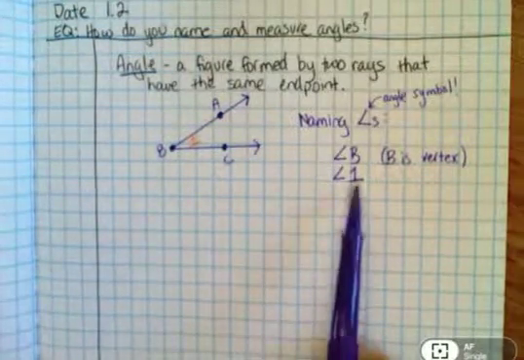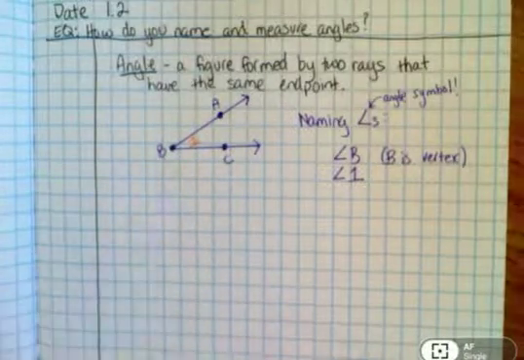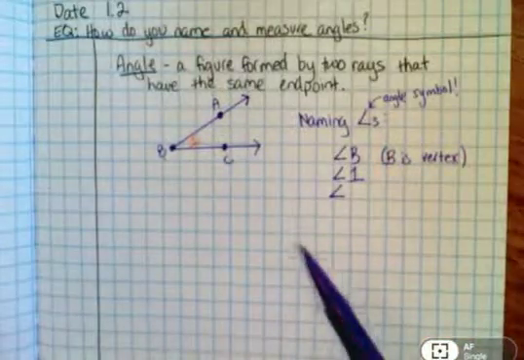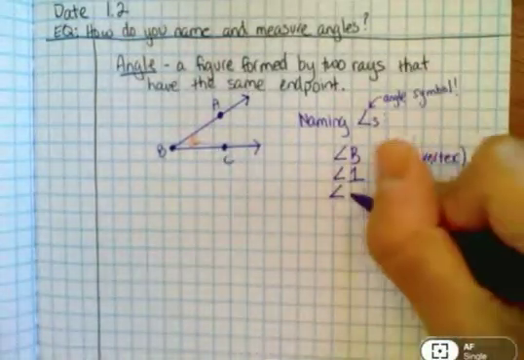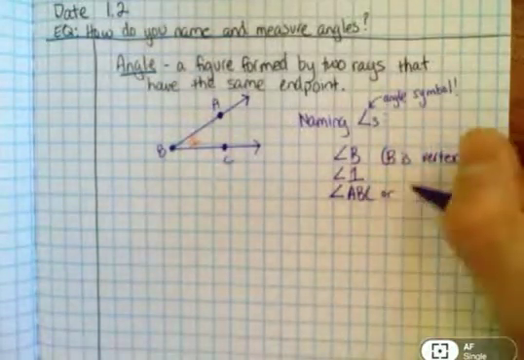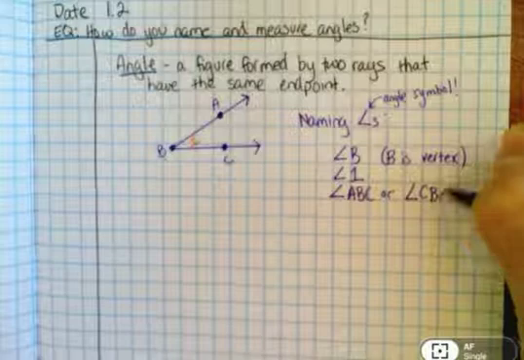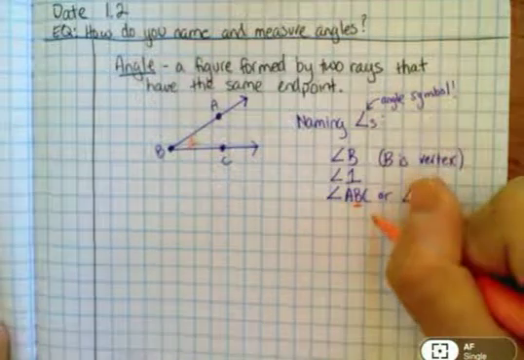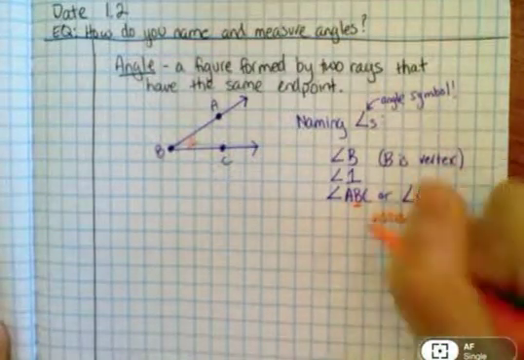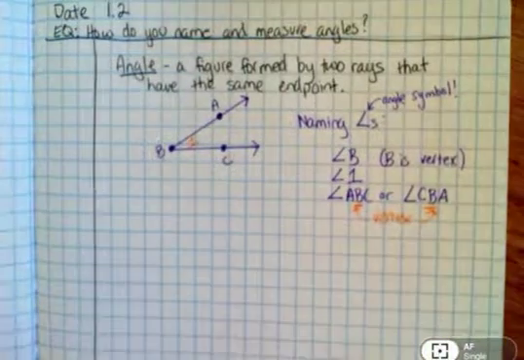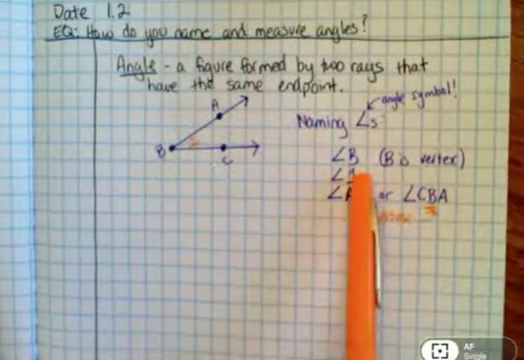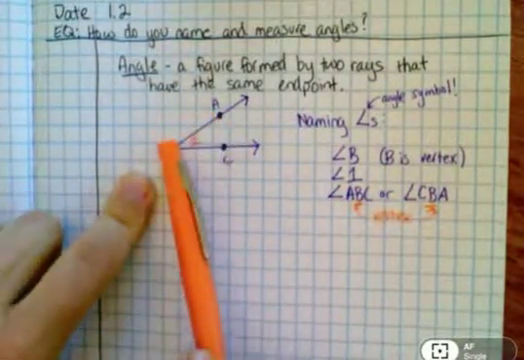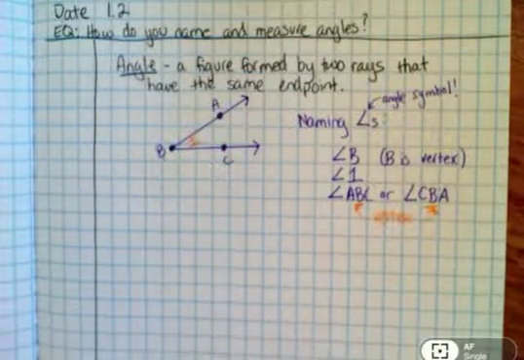If you can't use the number because it's not there, and you can't use the letter for a reason I'll show you in a minute, then you have to use 3 letters. So we have a choice here. We can call this angle ABC or angle CBA. But the key is that the middle letter must be the vertex. And that is how to name an angle. Okay, so the vertex, the number inside, or 3 letters where the middle letter is the vertex. So you do a point on one ray, the vertex, a point on the other ray. So that's 3 different ways to name the angle.